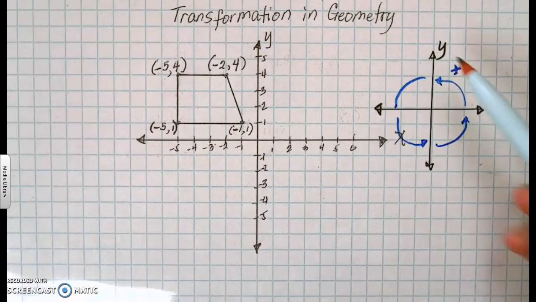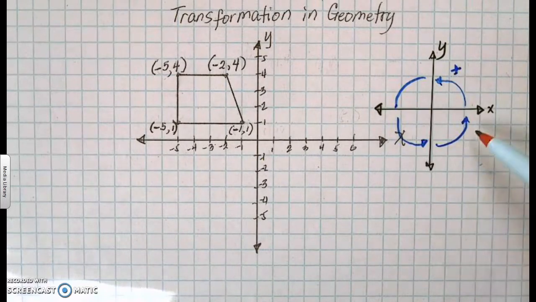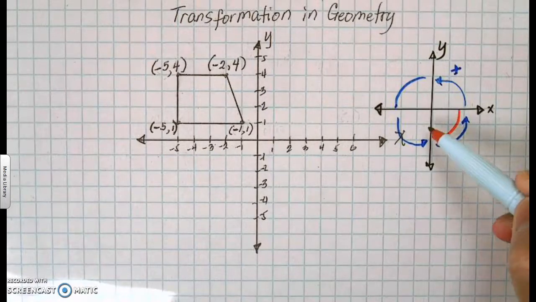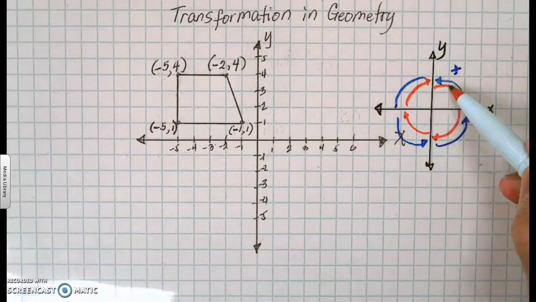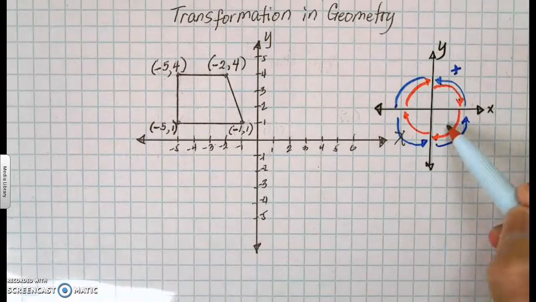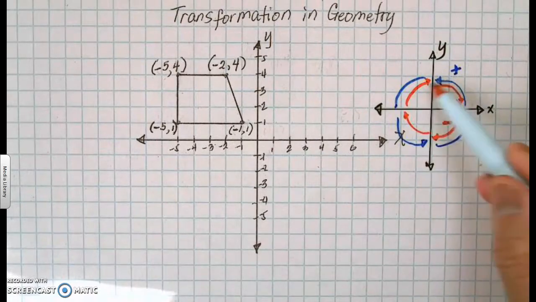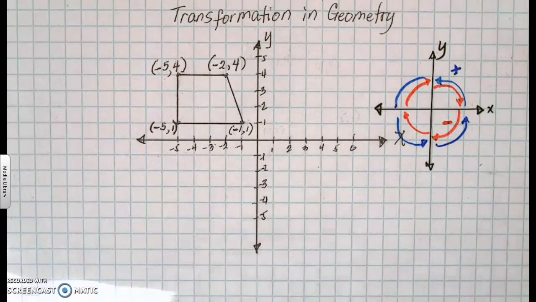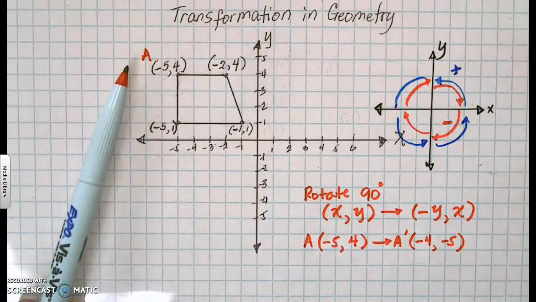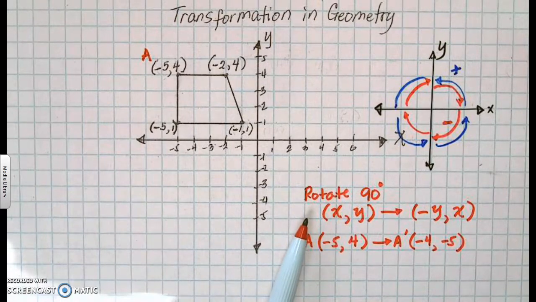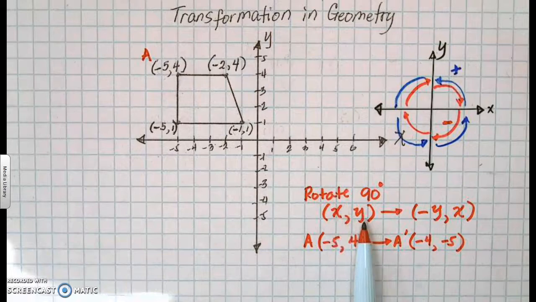So remember, counterclockwise is positive, clockwise is negative. So this is negative 90 degrees, negative 180 degrees, negative 270 degrees, back to negative 360 degrees. So clockwise is negative. Counterclockwise is positive. So let us call this our A. The rule for a 90-degree rotation is (x, y) turns to (negative y, x). So you're going to flip them. X stays the same. Y changes its sign.